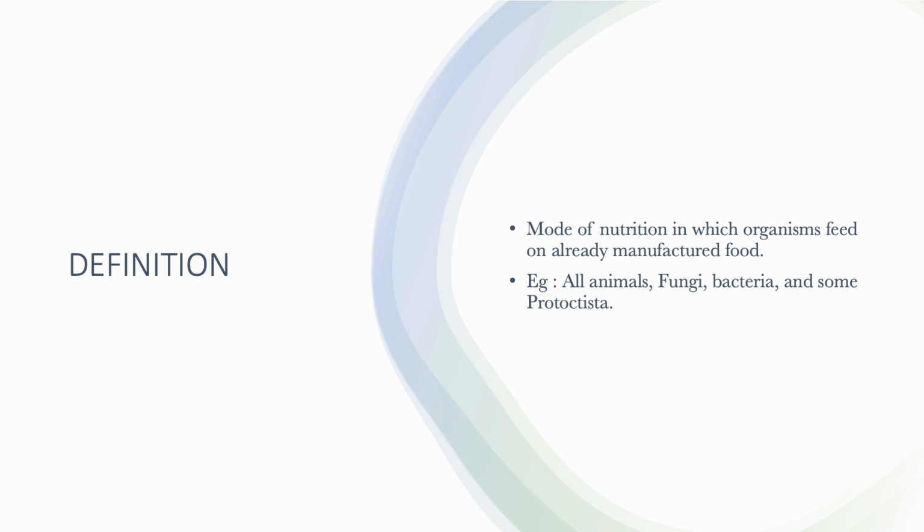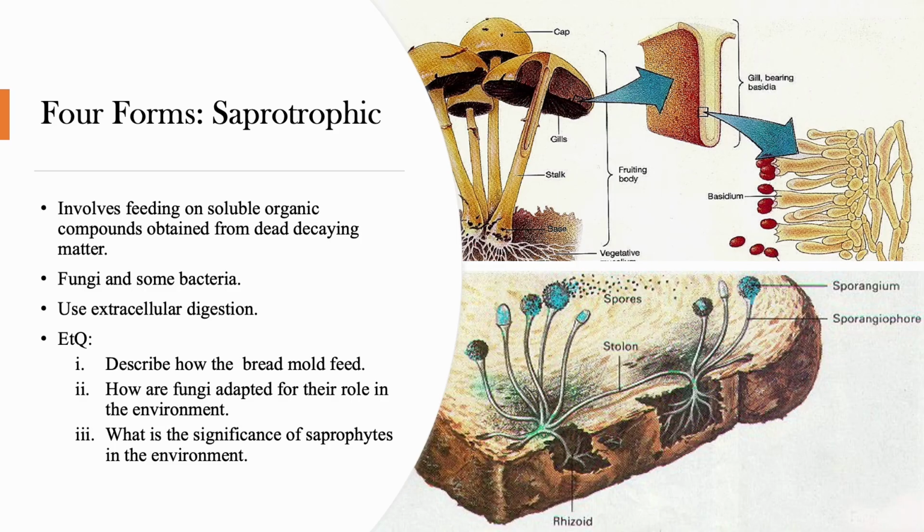There are four main types or forms of heterotrophic nutrition, and these include, firstly, saprotrophic nutrition. This is a mode of nutrition which involves feeding on soluble organic compounds obtained from dead decaying matter. Organisms which feed on dead decaying matter are called saprotrophs. These include fungi like ringworm, athlete's foot, mushrooms, and some bacteria.